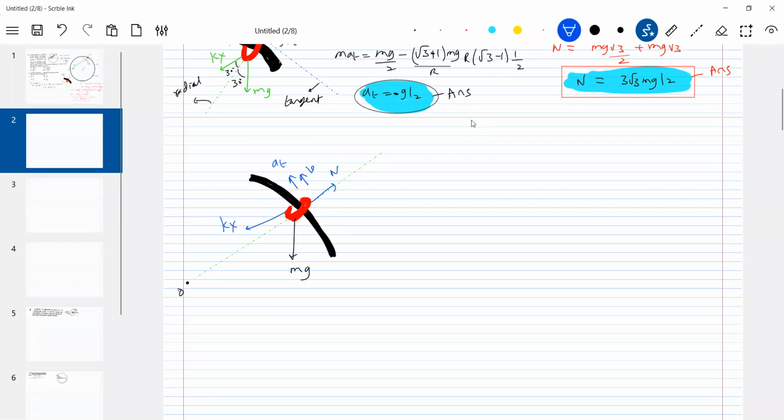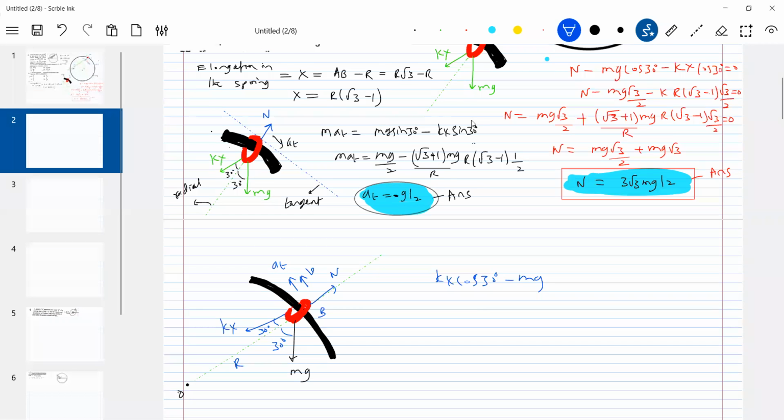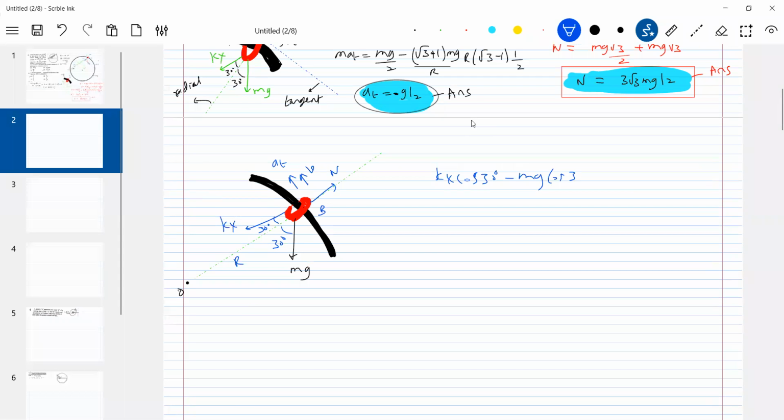Here I released from rest. If I give velocity, then what will be the equations? What will be the equations? So you can't just write kx equal to; the equation should be kx cos 30 minus mg cos 30 minus n equal to mv square by r.